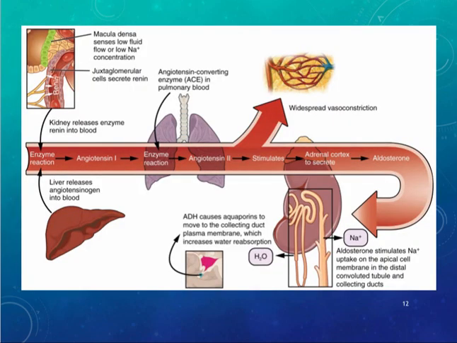This is just what I was mentioning. Here's a picture to put with it. The macula densa cells sense low fluid or low sodium concentrations. So these work in conjunction. And then your juxtaglomerular cells secrete renin. Remember what renin does. You've got to think about the whole process here. The kidneys release renin into the bloodstream.